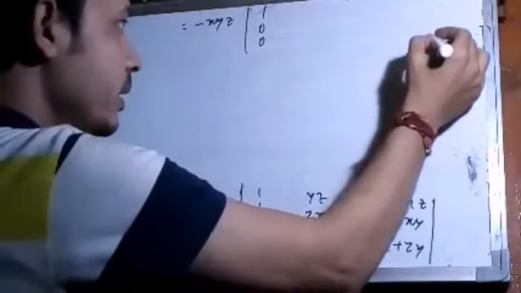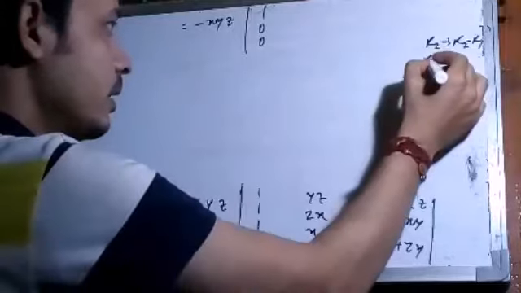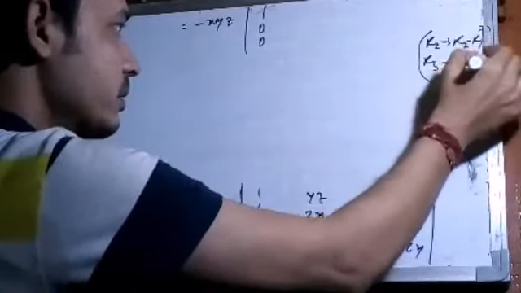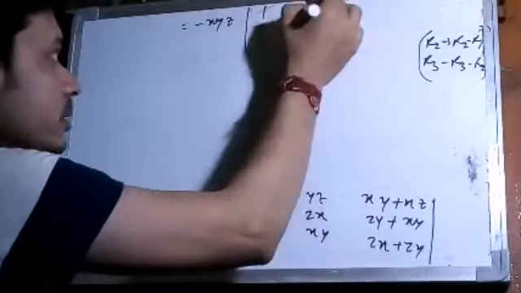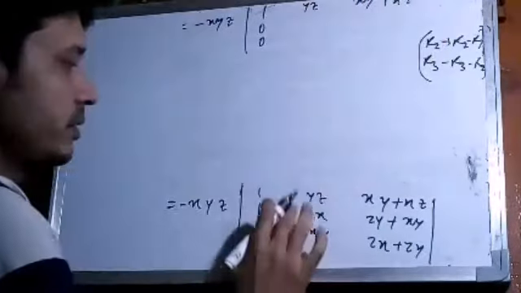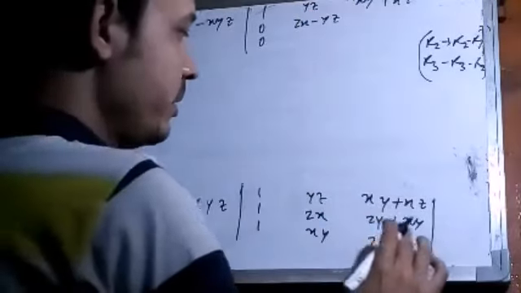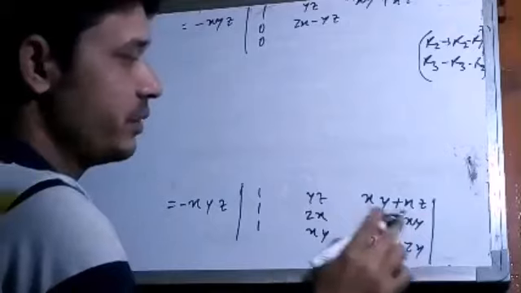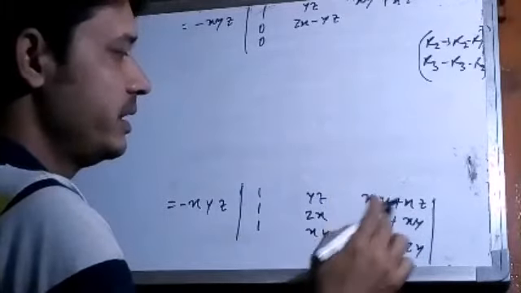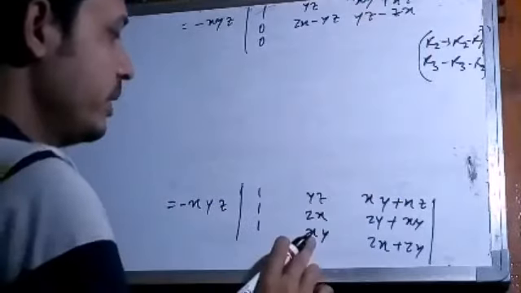That means we have operated R2 as R2 minus R1, and R3 as R3 minus R2. We can do R3 minus R1 also. So this is yz and this is xy plus xz. Now zx minus yz, no change. Now zy plus xy minus xy. So xy both are positive, we are subtracting, so xy cancels out. So we get yz minus zx, yz minus zx.